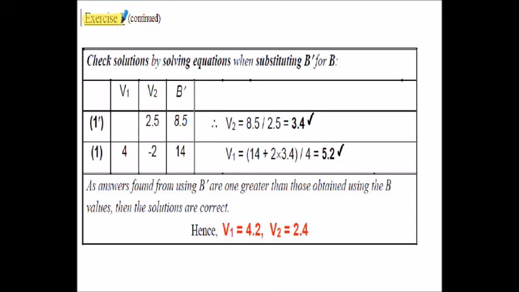Exercise 1 solution continued. This is the check solutions, substituting the value of B dash for B. Again, we find the solutions here for V2 is 1 greater than that found on the previous slide, and the same for V1. It's 1 greater than that on the previous slide. So our solution is V1 is equal to 4.2 and V2 is 2.4.